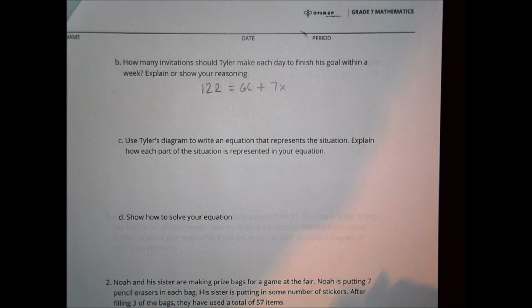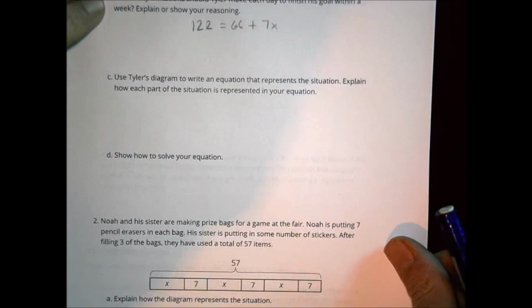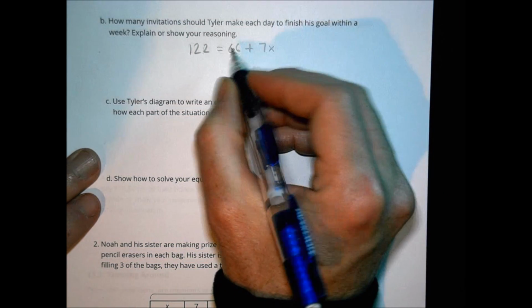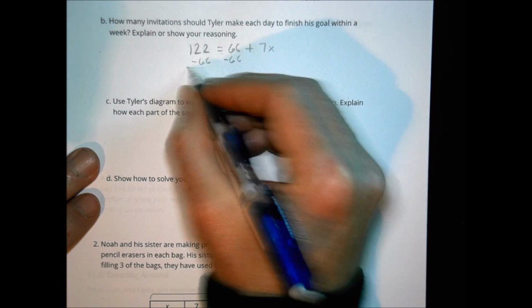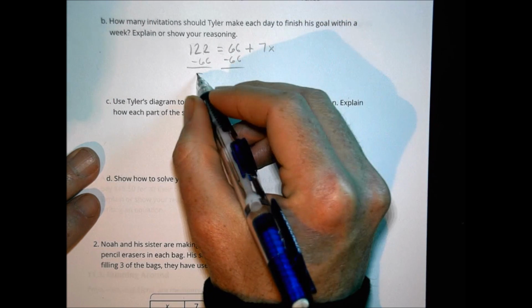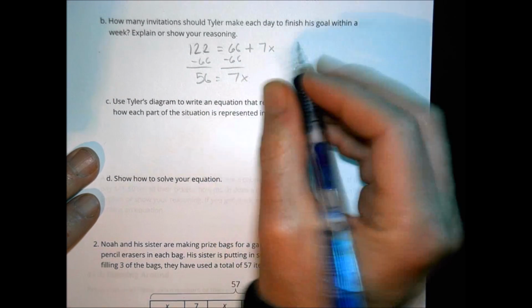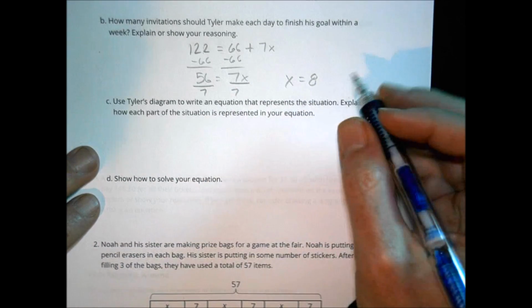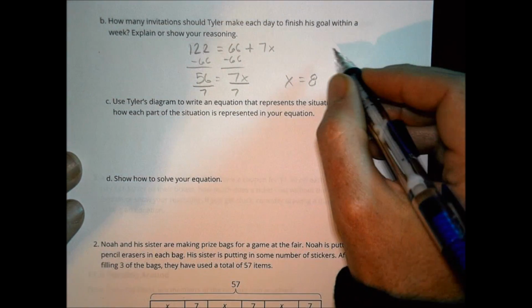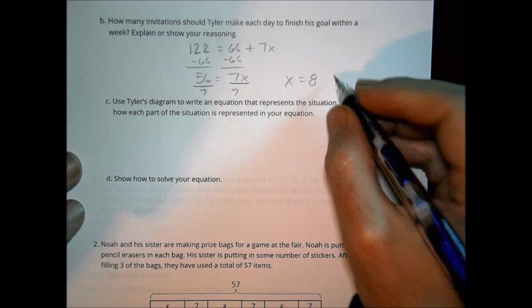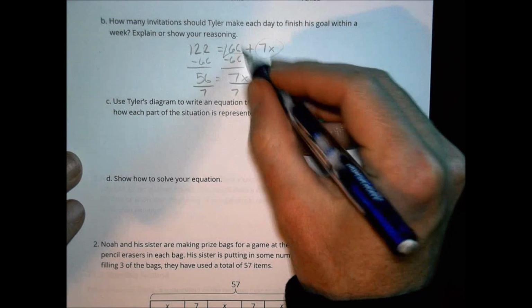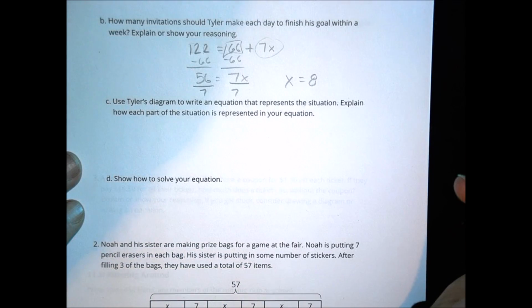So to figure out how many invitations he's going to need to make each day to reach his goal, we'd solve something along these lines. I'm going to subtract 66 from both sides so that I have 56 equals 7x, and I divide both sides by 7 so that x equals 8. So to make his goal, he's going to have to make 8 invitations for each day in the week in order to have that combined with the original 66 to make 122.